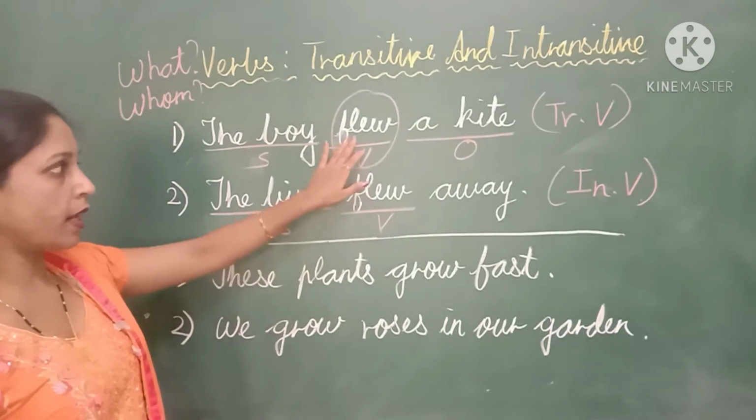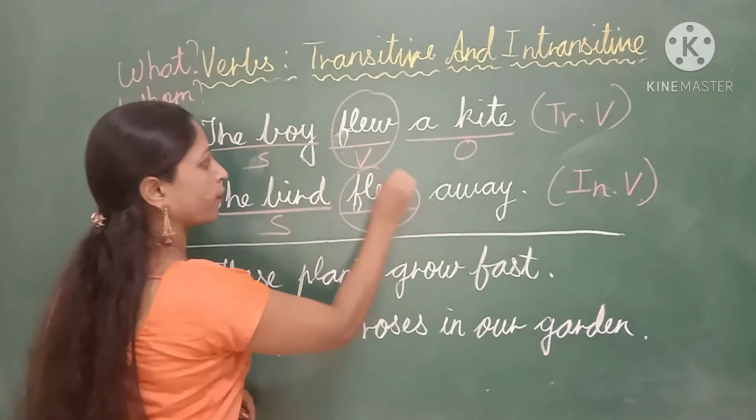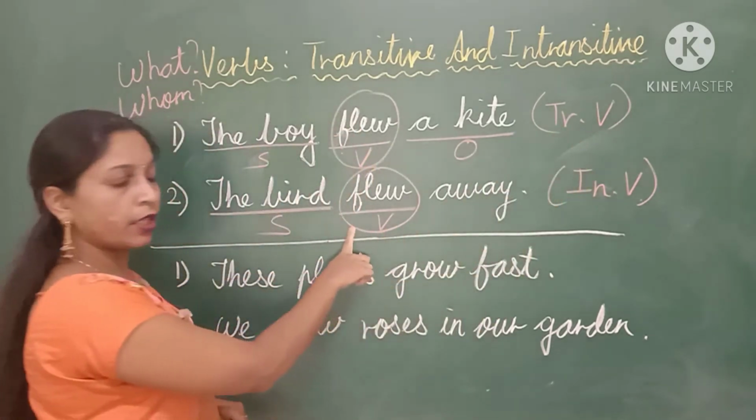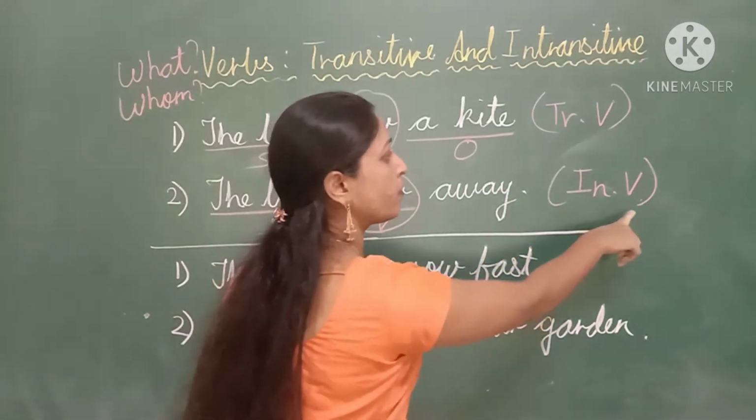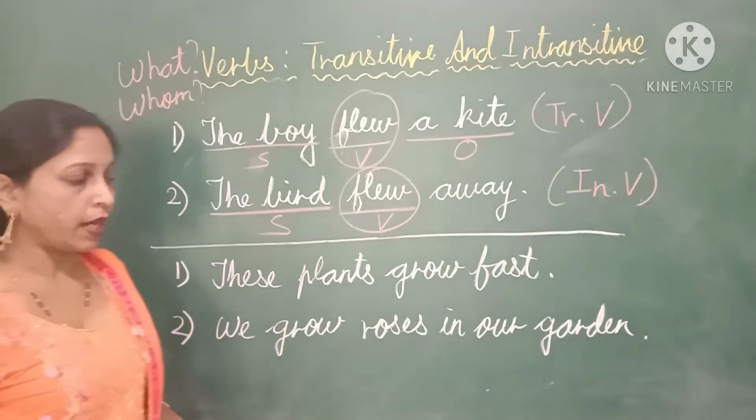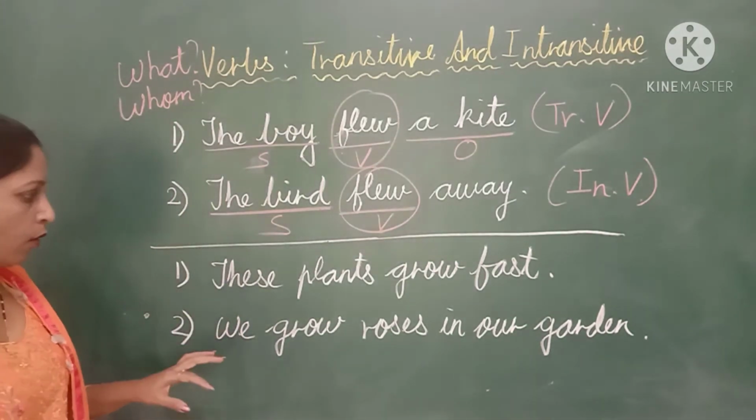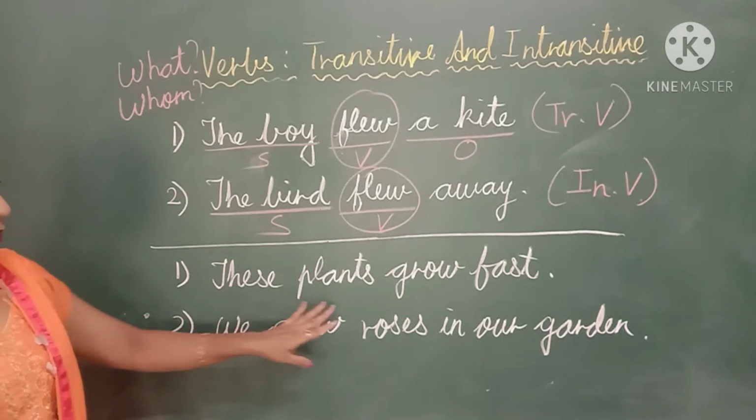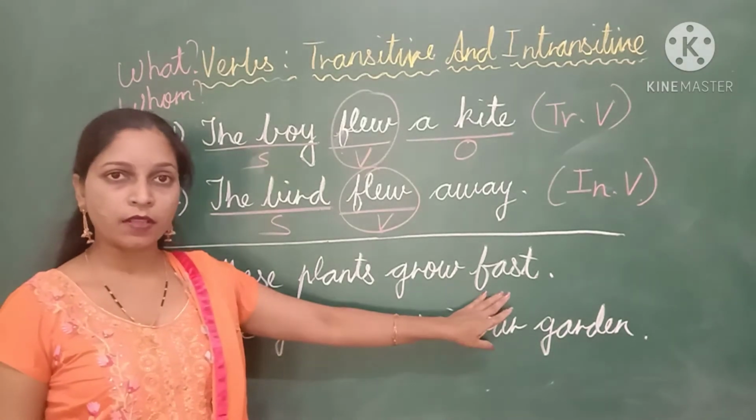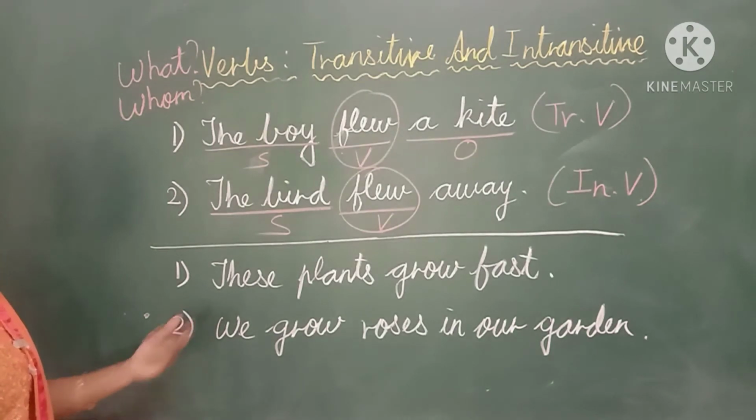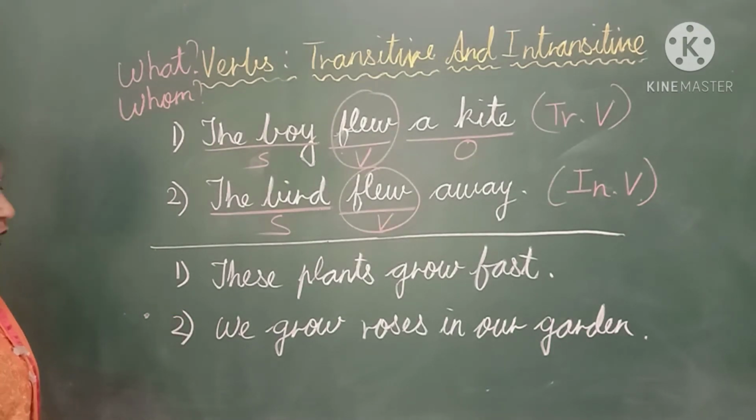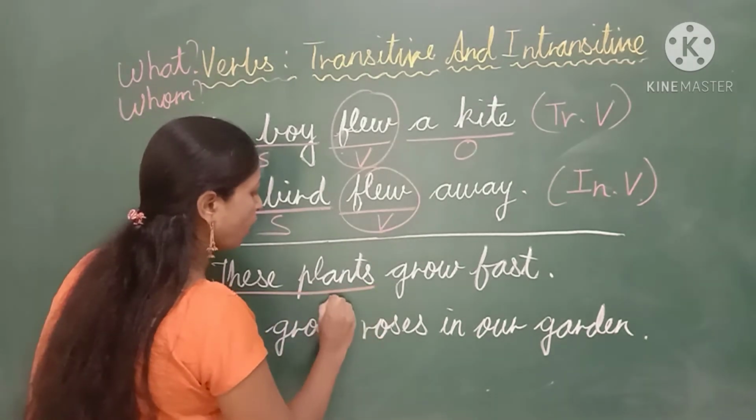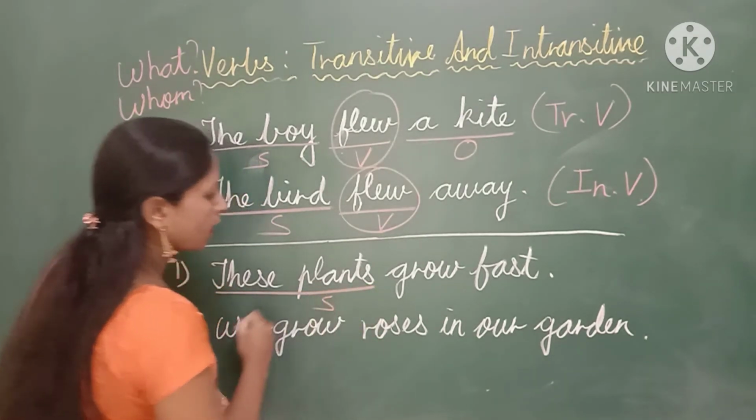So, you see the same verb. Here, flew is a transitive verb. Here, flew is an intransitive verb. Understand? Let's see one more now, so that you will understand better. These plants grow fast. Now here, which is the subject? What are we talking about? Yes, we are talking about these plants. So, these plants is the subject.